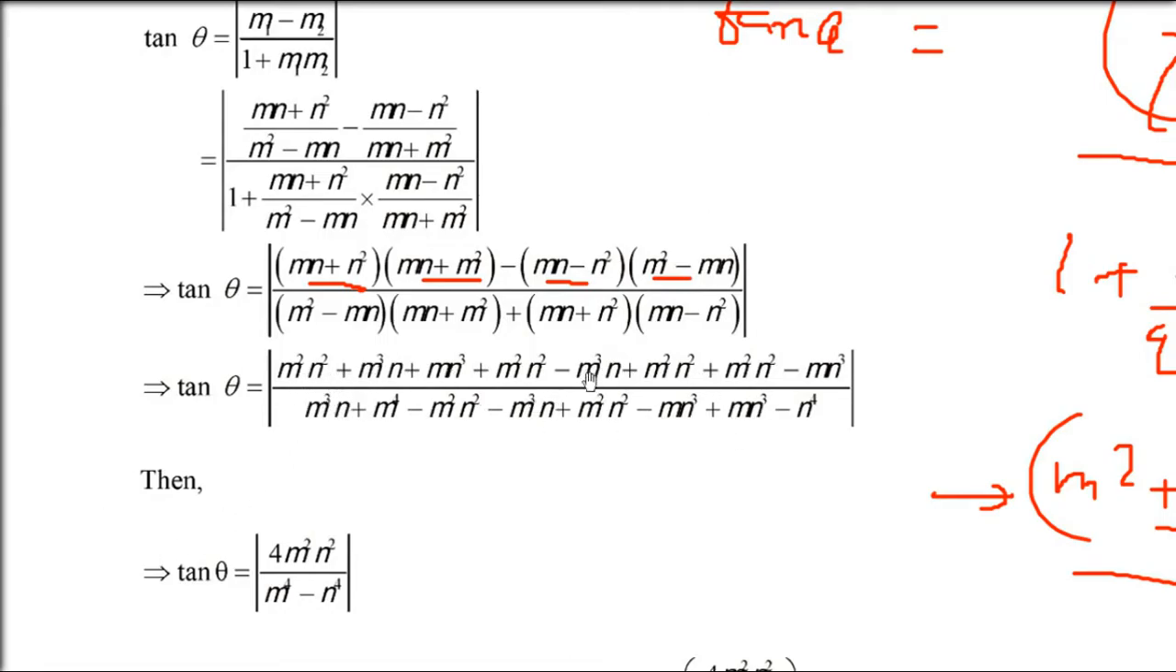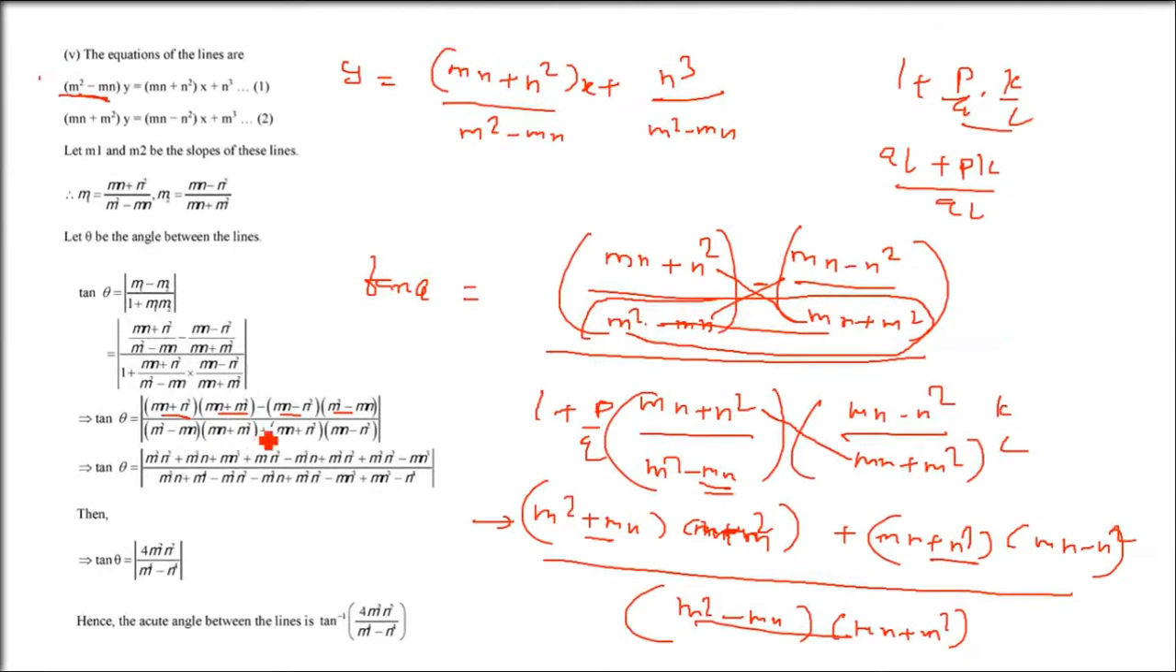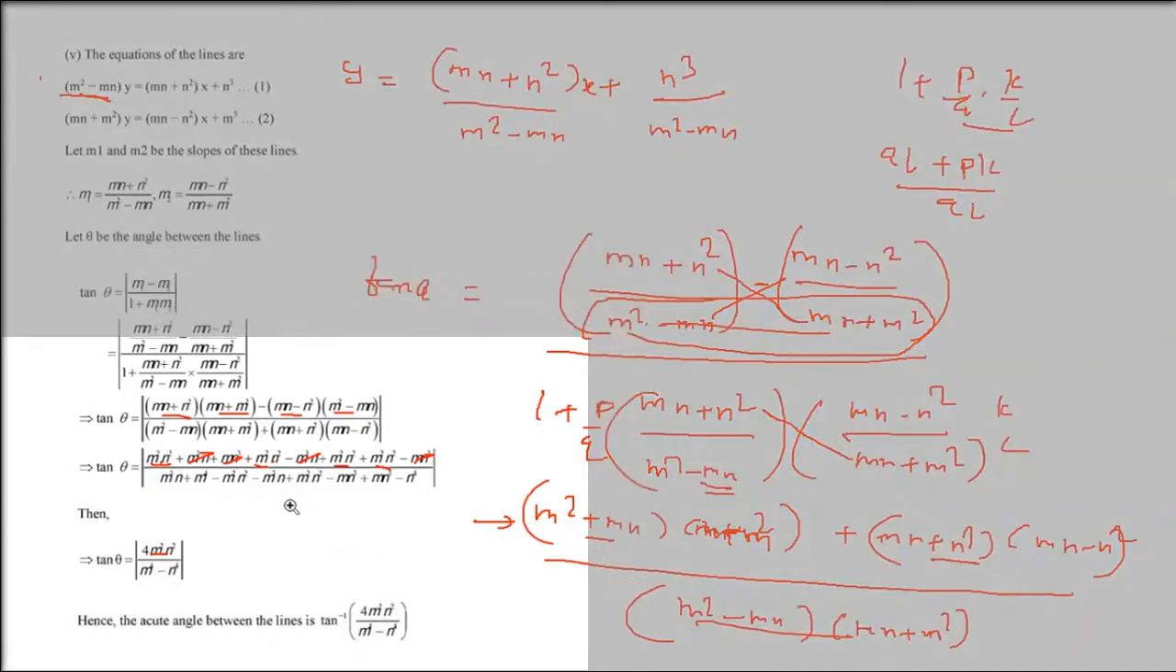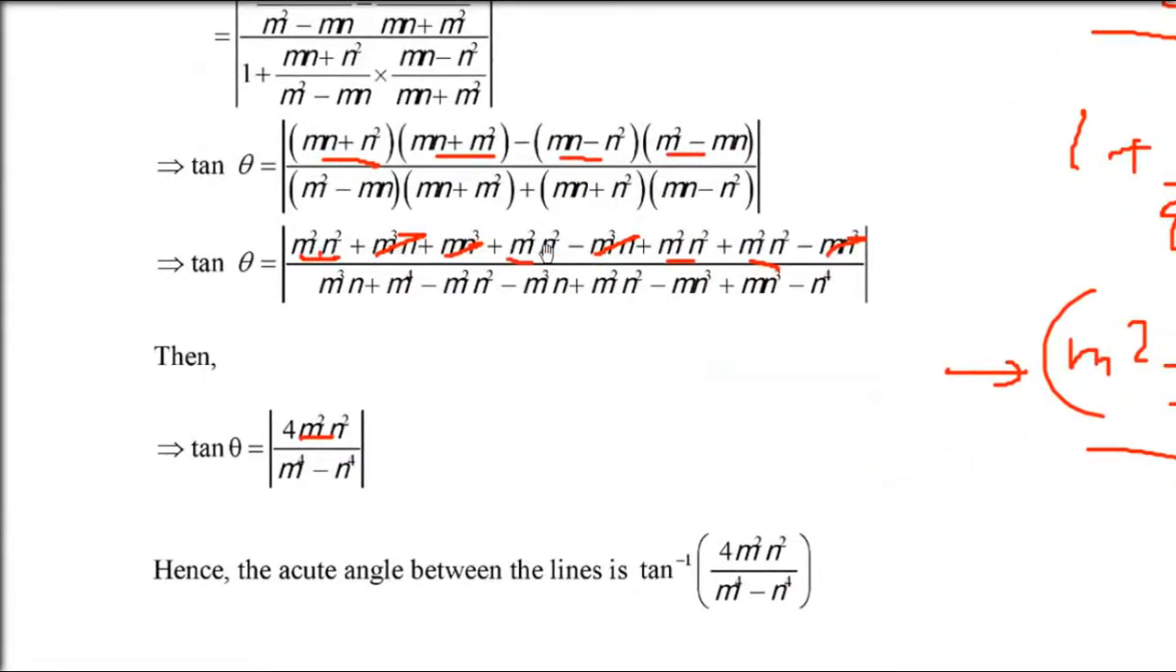Now if you see in the numerator, m cube n and m cube n get cancelled. Okay? And mn cube and mn cube also get cancelled. And m square n square are 4 times: 1, 2, 3, 4. So you can write 4m square n square. This is 4 times m square n square. So 4m square n square are there.